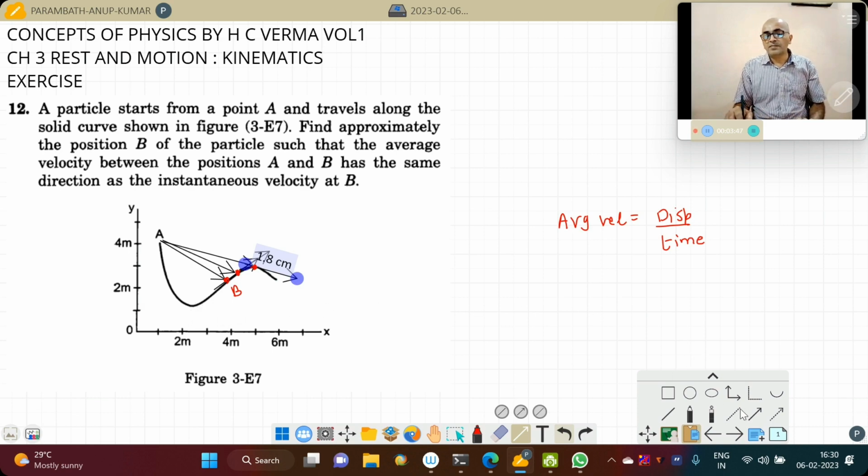So, how to do that? I will mark a line vertically like this, and I will draw a horizontal line also from there like this. So that position, approximately, is the position B. This is the position B. And if we find the coordinates, the position seems to be along the x-axis 5 and along the y-axis 3. I hope the idea is clear to you, students.